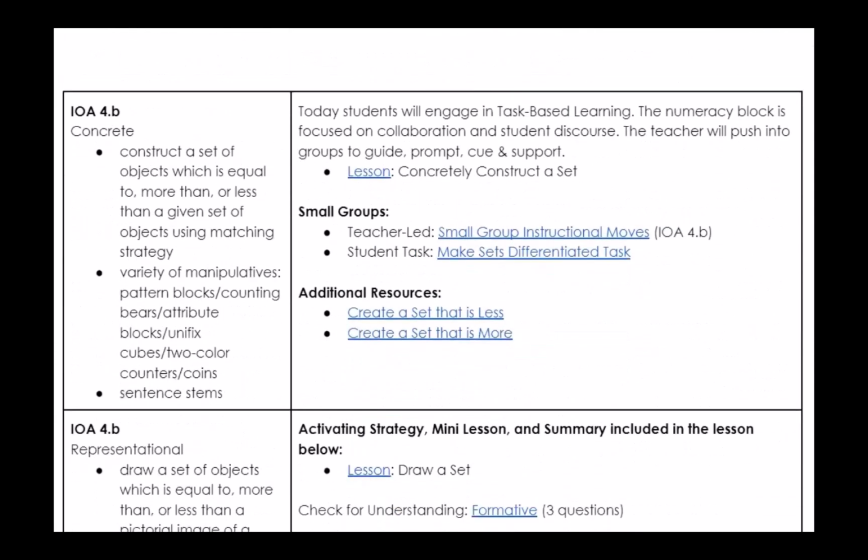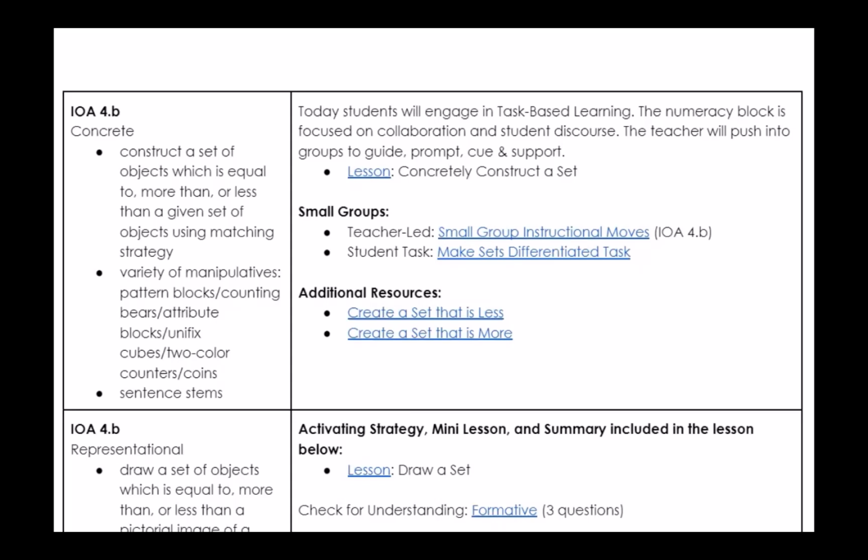Work with IOA 4B concludes with students applying what they know about comparing sets to construct a set, which is more, less, or the same as a given set. The suggested pacing is about 2 days, with the first day being concrete, when students create physical sets of objects, and then a day at the representational with students drawing sets.